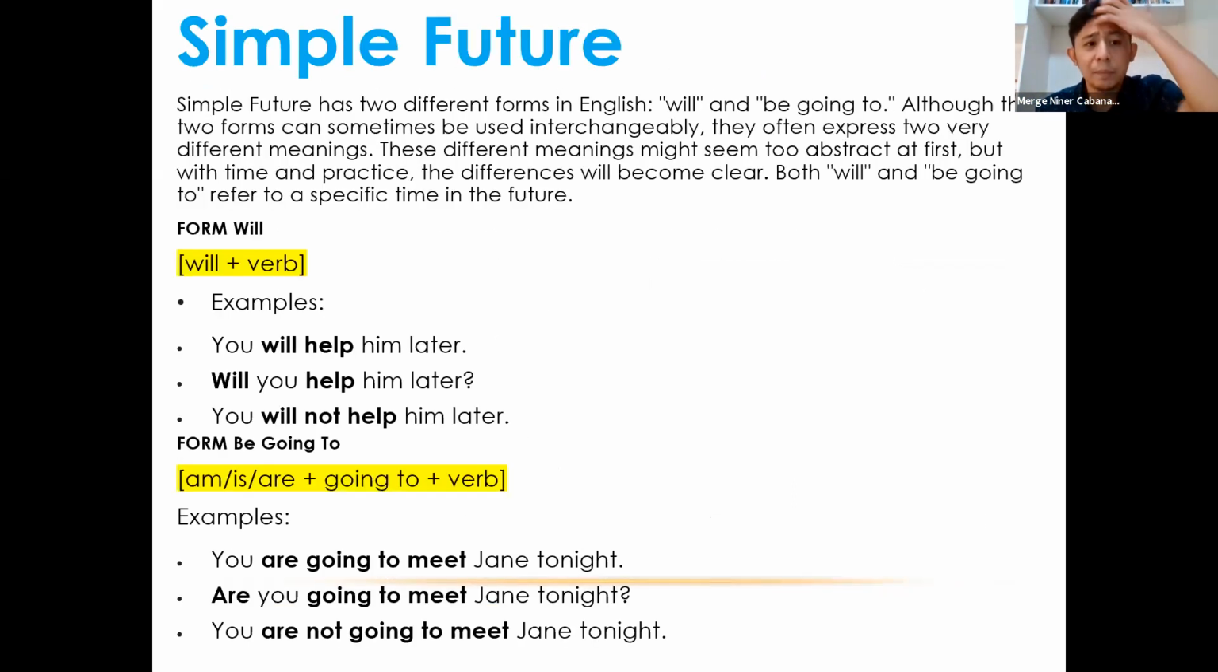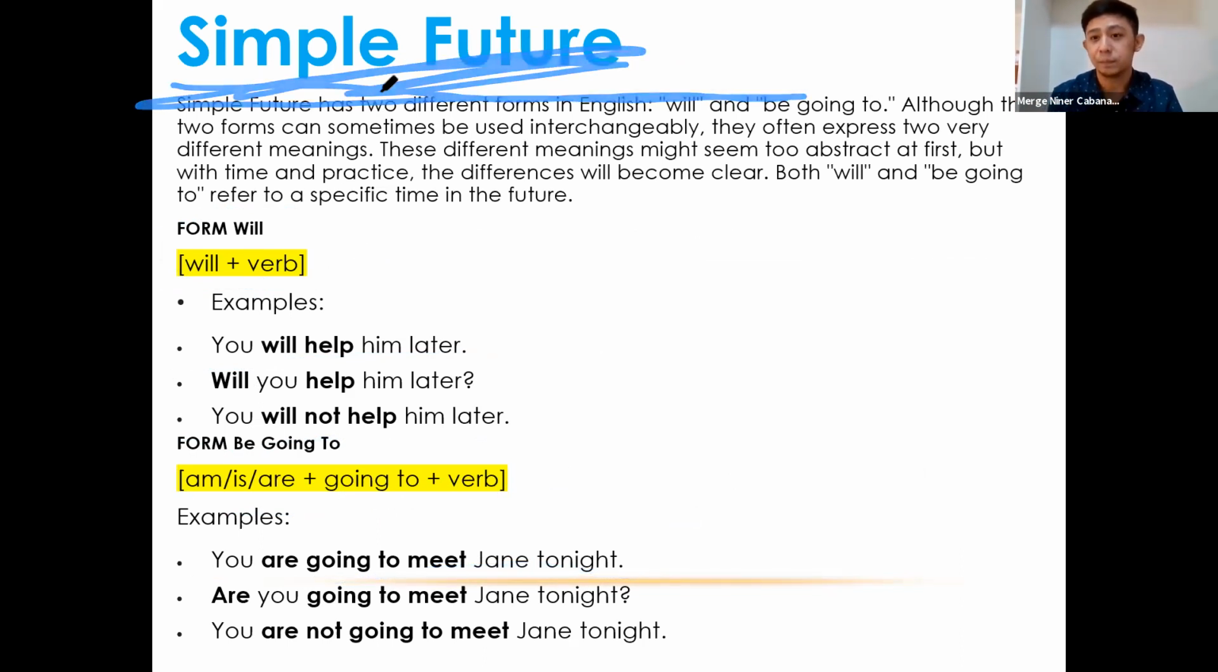So now, simple future. We can form the simple future in two ways, okay? The first is will plus verb, and then am, is, are going to plus the verb. Take a look at that. "You will help him later." "You are going to meet Jane tonight." Both of them are in the simple future.